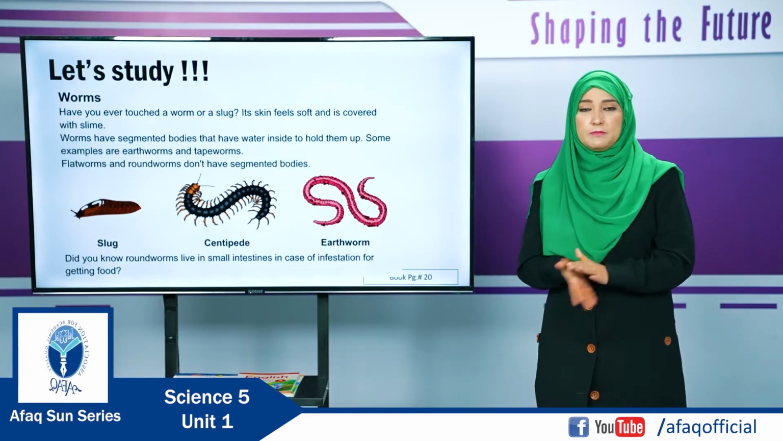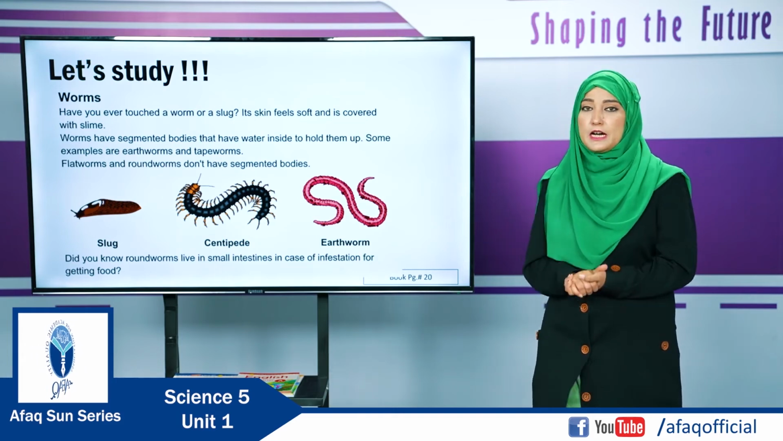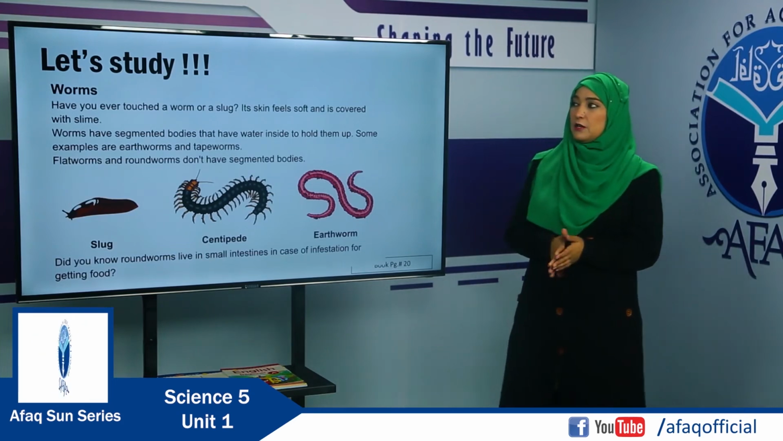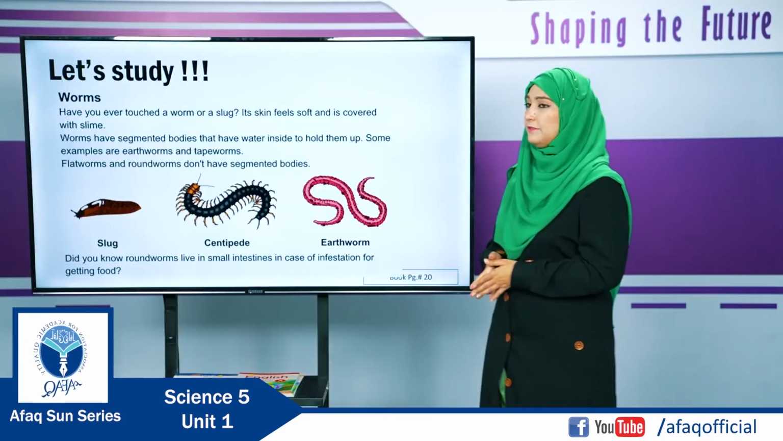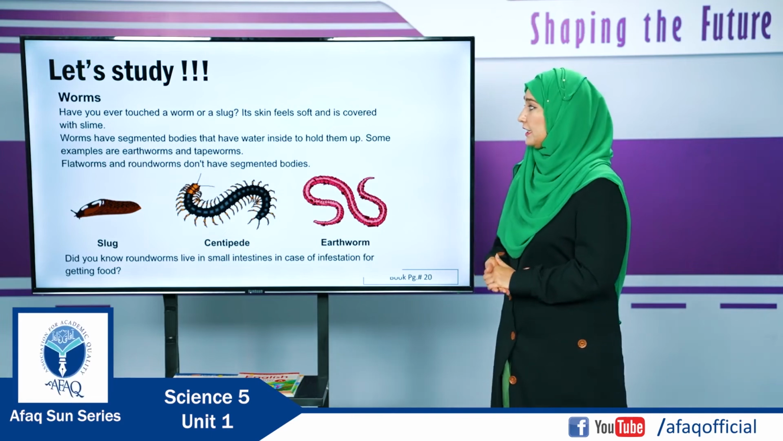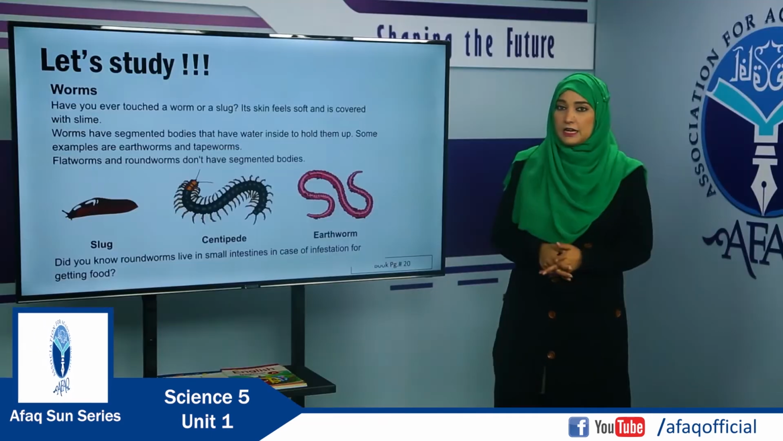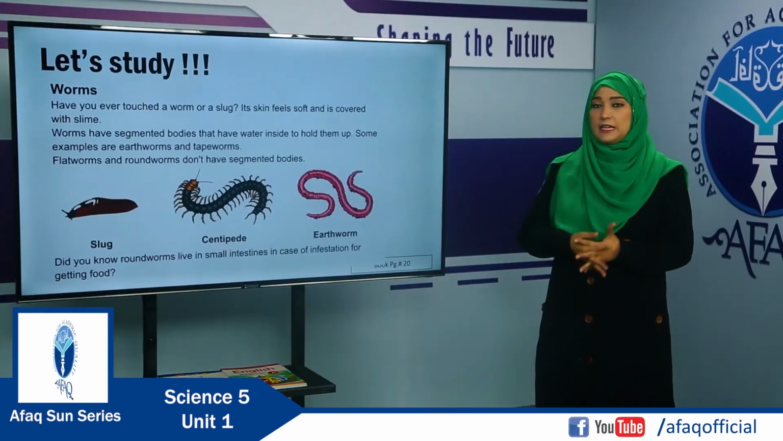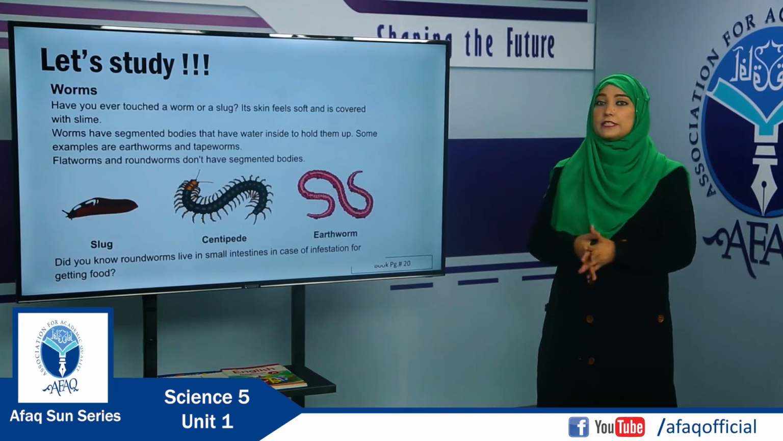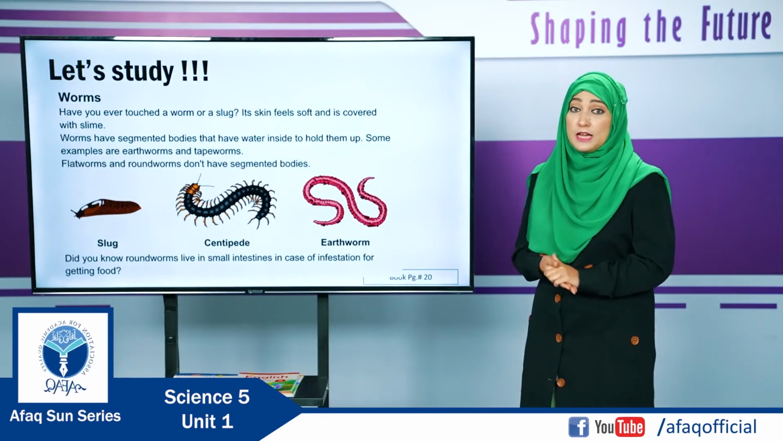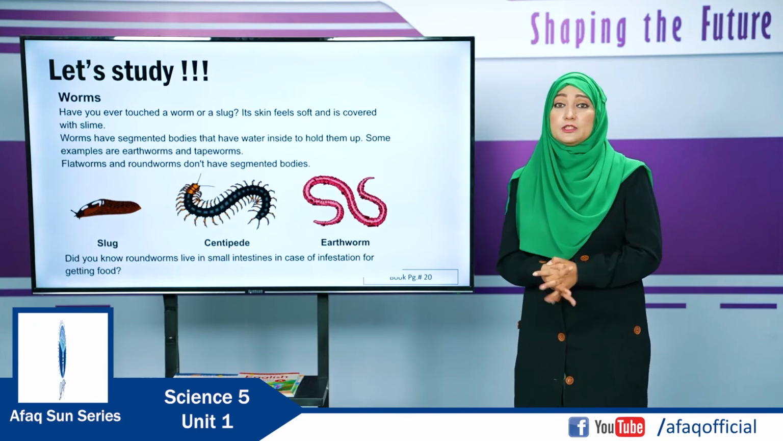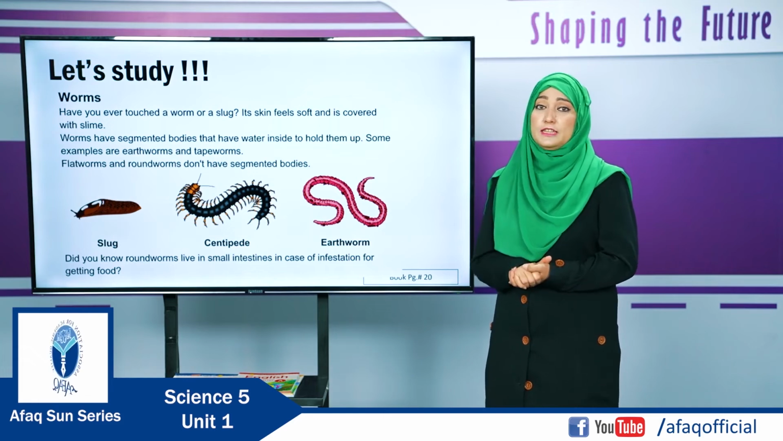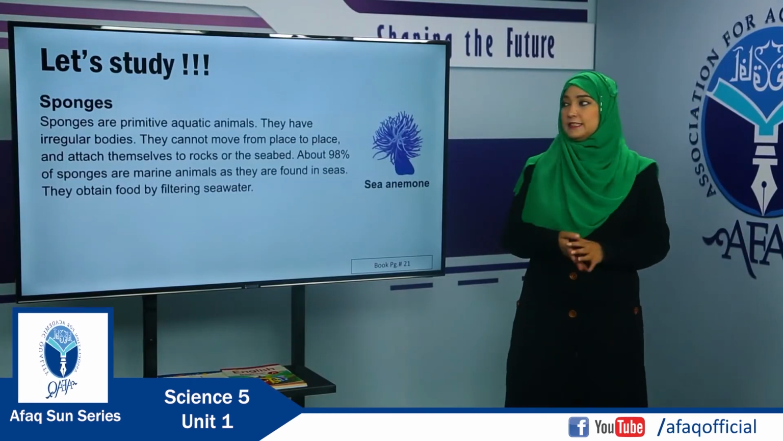Have you ever seen a worm? You must have seen an earthworm. Do you feel its body? It feels soft and is covered with slime. Worms have segmented bodies and they have water inside them to hold them up. Earthworms, tapeworms and slugs are some examples of worms. Some worms like flatworms and roundworms do not have segmented bodies. And do you know that some worms live in the intestines of animals like roundworms and they cause infection in them.